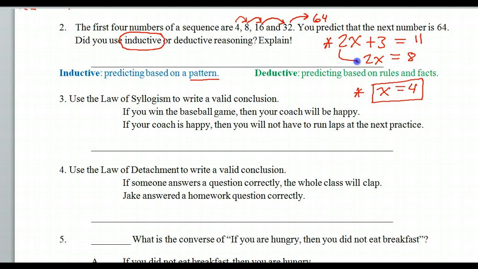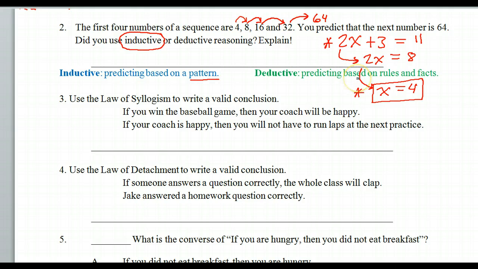From the beginning to step 1, we subtracted 3 from both sides. In step 2, we divided both sides by 2. Those are all rules of algebra that we're allowed to do, and it should still be an equation. So when you follow rules like that, that's deductive reasoning.